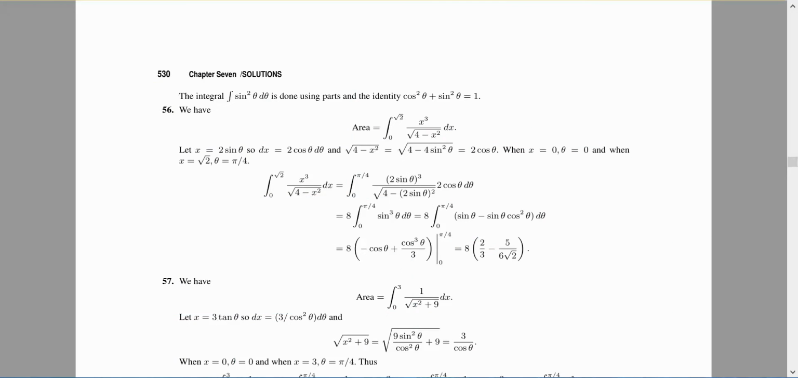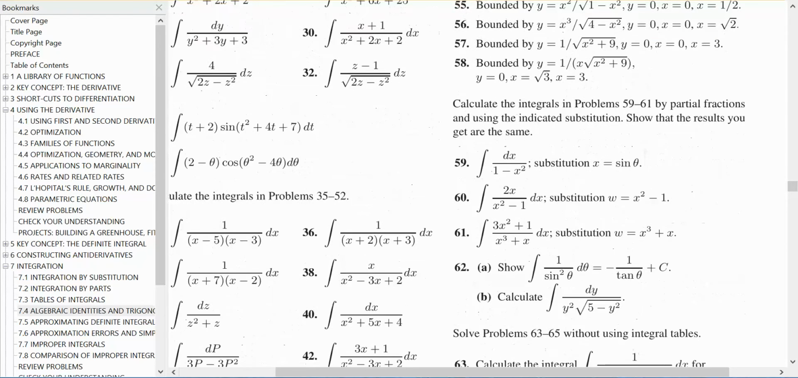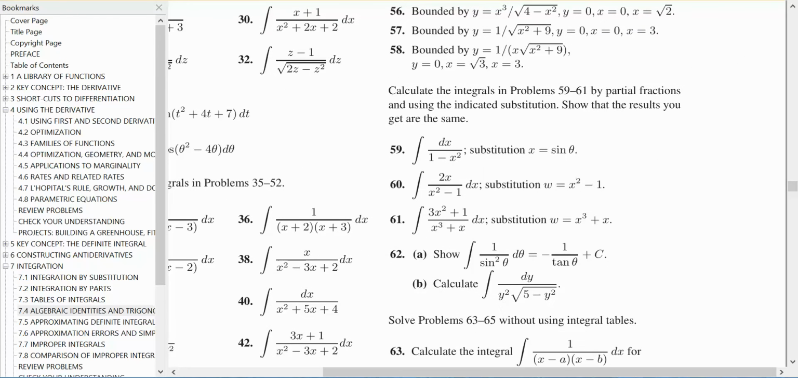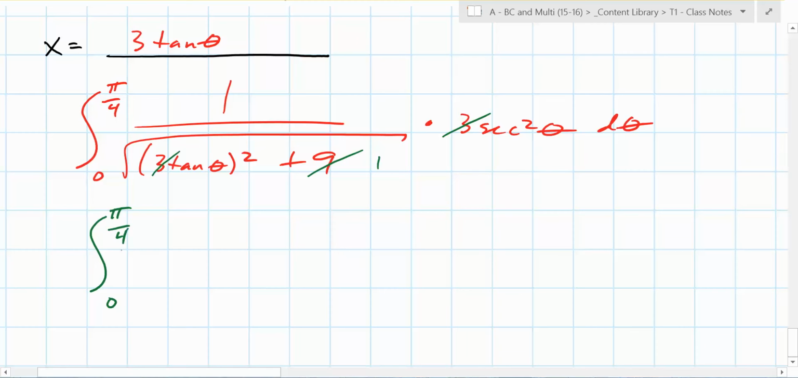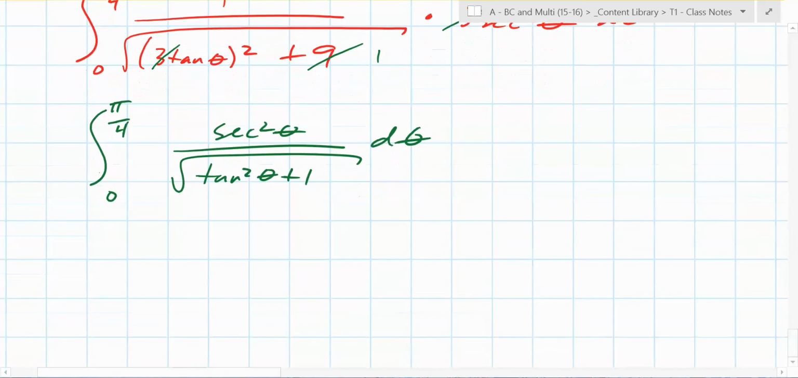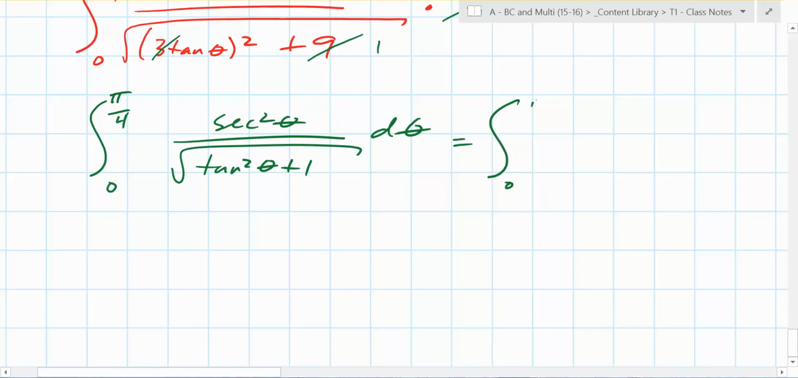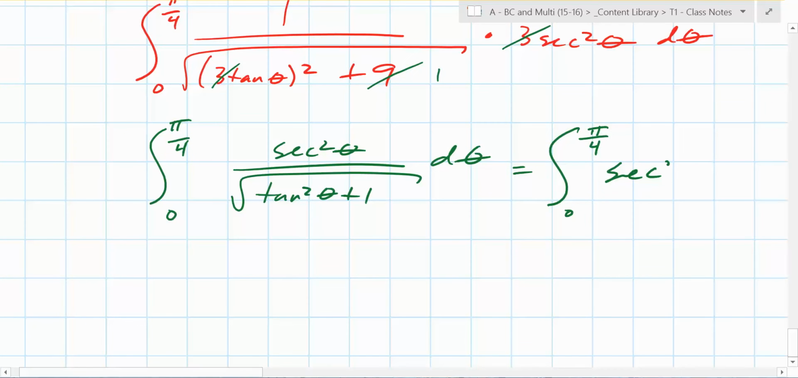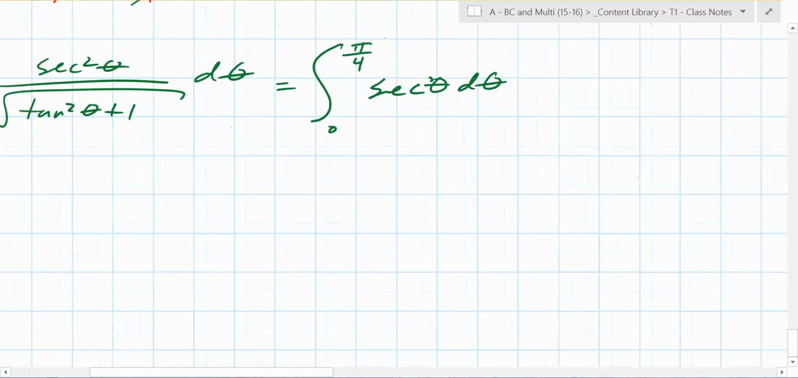How about we do one more? Let's do this one right here: the integral from 0 to pi over 4 of secant squared theta over the square root of tangent squared theta plus 1, d theta. So what is tangent squared plus 1? So it's secant squared over what? Secant, right? So what do you end up with? Secant, not squared, just secant. Secant theta d theta.